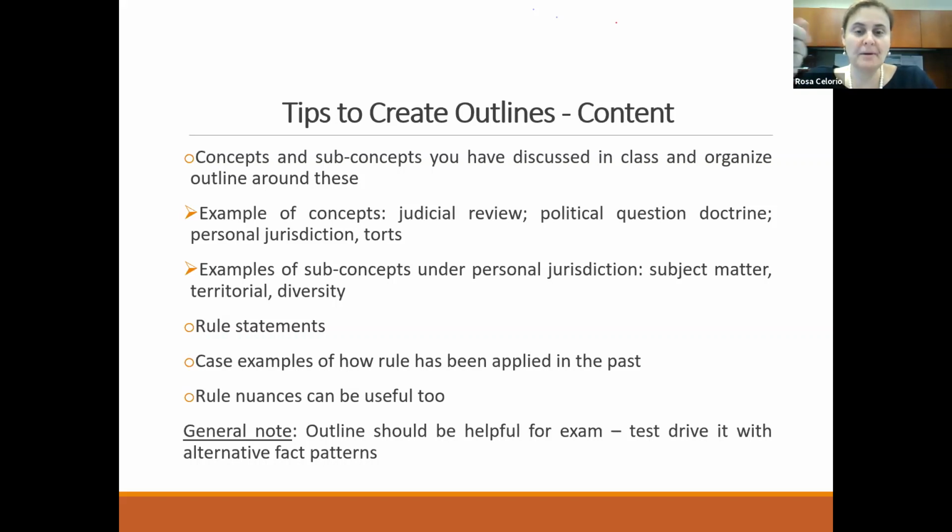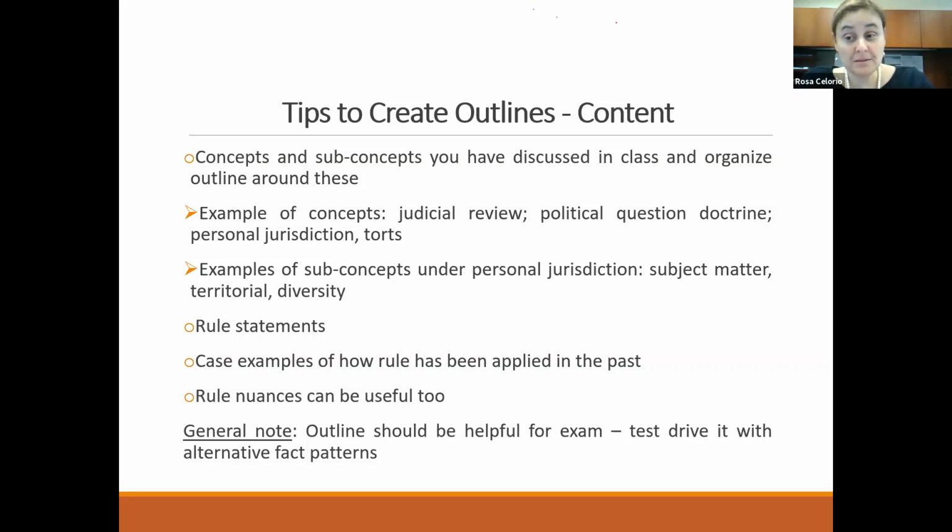For example, a topic can be judicial review or political question doctrine or personal jurisdiction, depending on the class. And then you'll have sub-concepts under those concepts. Like for example, under personal jurisdiction, you usually have subject matter, you usually have territorial, you usually have diversity jurisdiction. So it's good to think about those concepts.